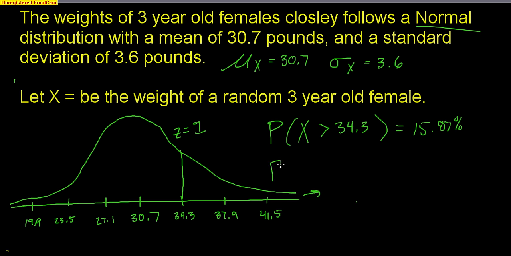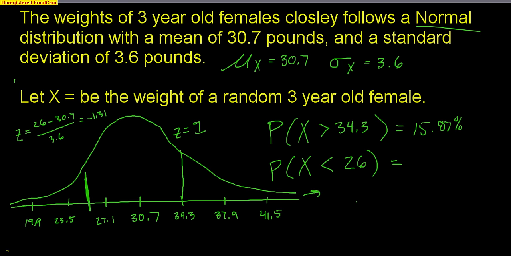So let's try another. What's the probability that a random 3-year-old girl weighs less than 26 pounds? Well, 26 falls somewhere right around here. I've got to find the z-score on my own. Well, sorry, that's pretty easy, though. So take 26 minus 30.7, divided by 3.6, to get the z-score here. I get a z-score of negative 1.31, which makes complete sense as to where that's at.